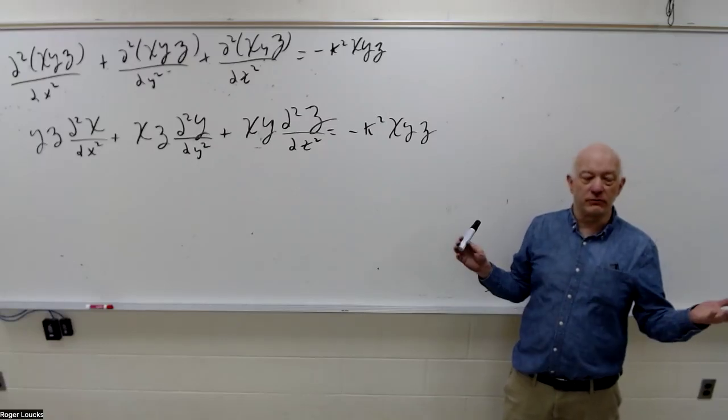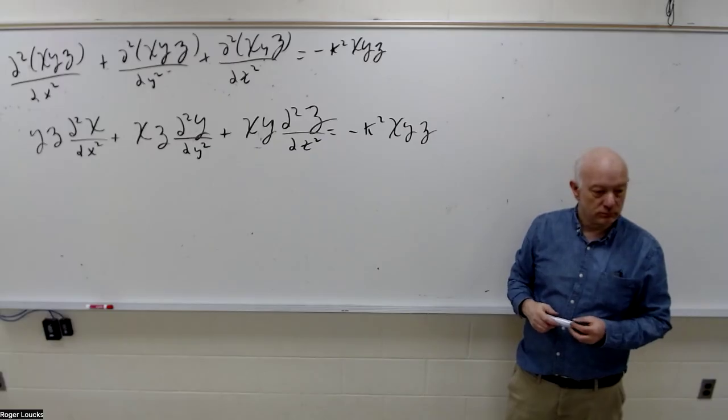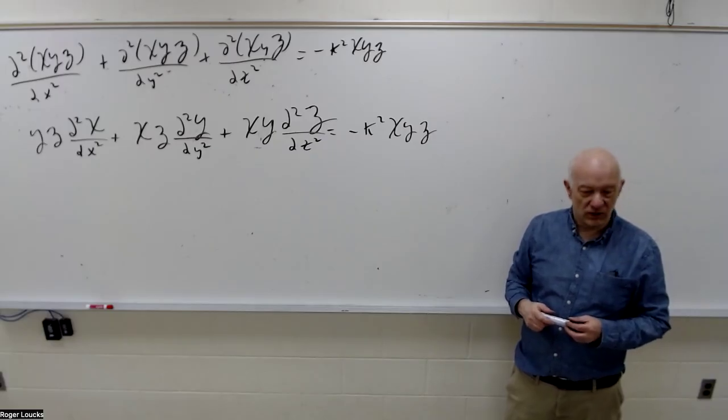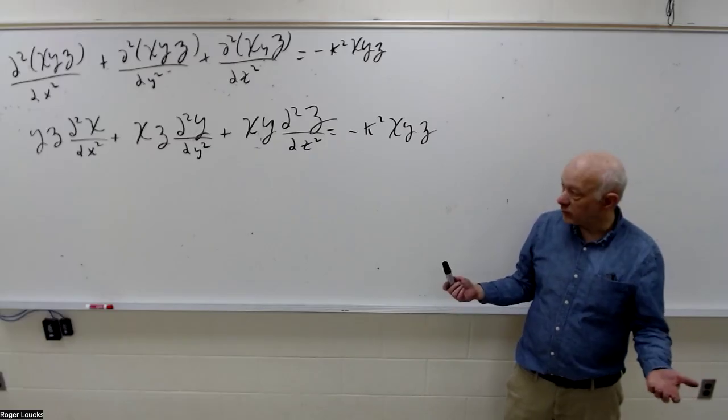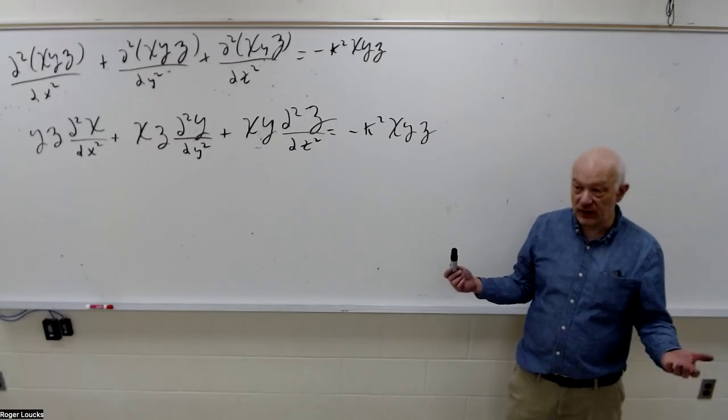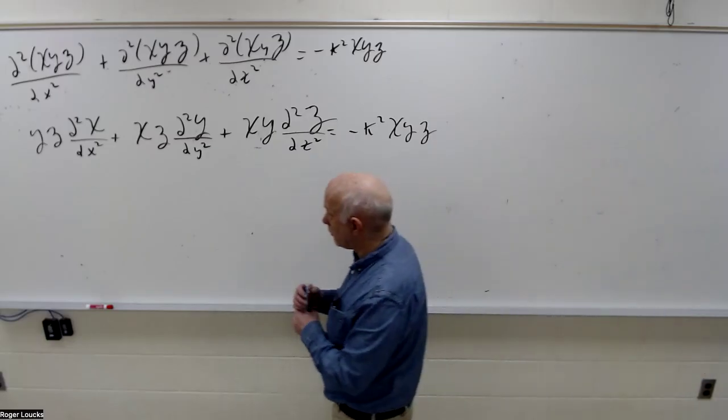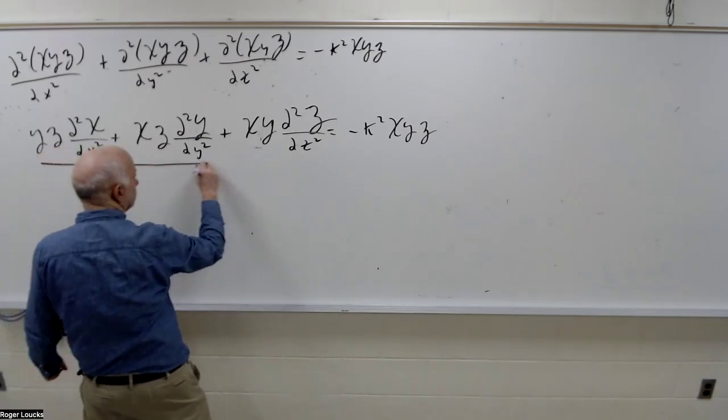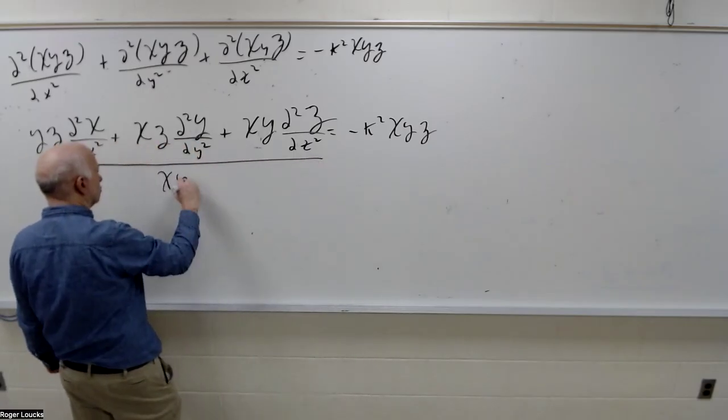What's the next step whenever you do this? Divide by our original guess. So we're going to divide everything through by our psi, which is X, Y, Z. And that'll always be the case. We're going to hit this whole thing here. Divide both sides by the original guess.